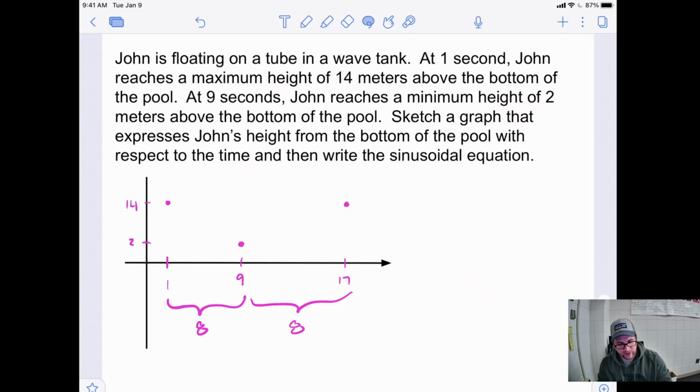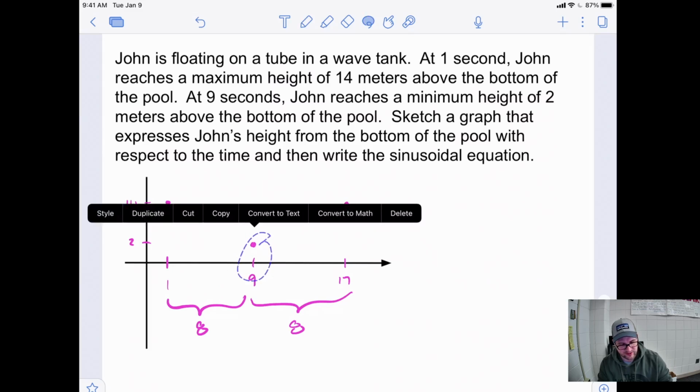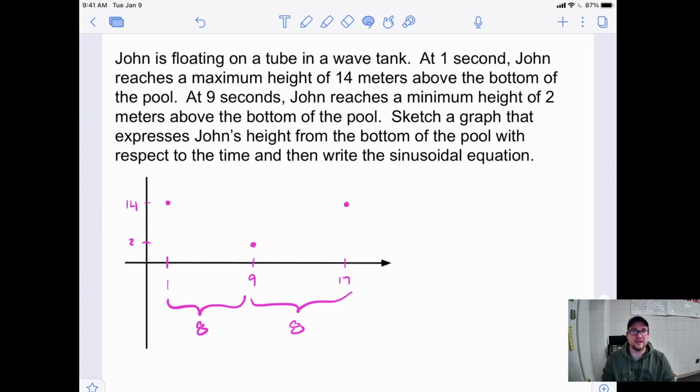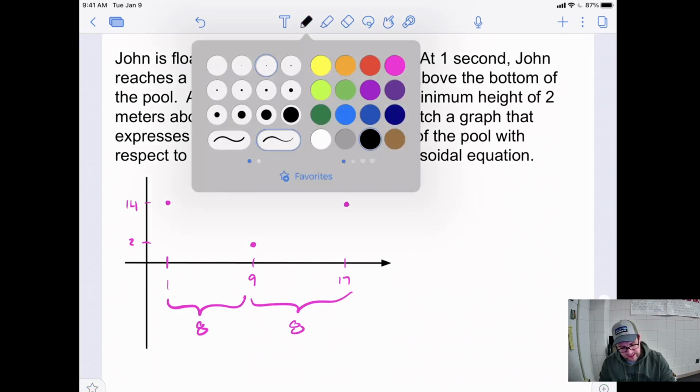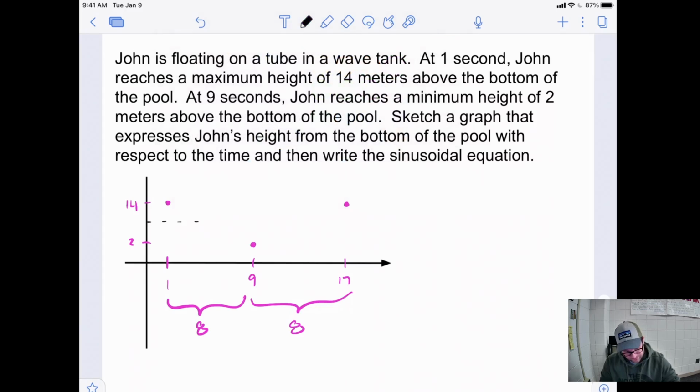So here's where that happens. I'm going to slide this over just a hair so everything's happy. Now 14 meters was the highest, 2 meters was the lowest. Now we're going to come in and draw in our midline. So here's our midline coming right through the middle. Our midline is going to be halfway in between the minimum and the maximum. To find that, you just take 14 plus 2 divided by 2. 14 plus 2 is 16, 16 divided by 2 is 8. So that will be our midline. We're 6 above and 6 below, so that's going to give us our amplitude for later. So we can sketch a graph of our function.